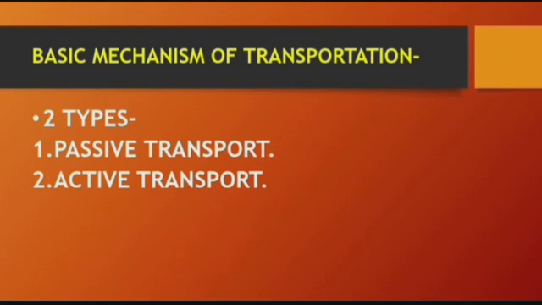Now we will see the basic mechanism of transportation. The mechanism of transportation is mainly of two types. One is passive transport and the other is active transport. Passive transport does not require any ATP or energy, because the transportation occurs along the concentration gradient. But in the case of active transport, it requires ATP or energy, because the transportation occurs against the concentration gradient. That's why it needs ATP.